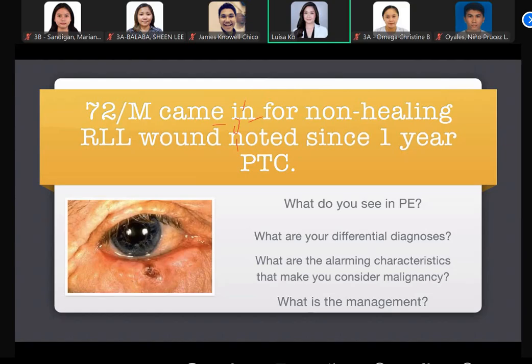Anything else? UV exposure. Fair skin, Doc. Very good. Fair skin, usually of Scandinavian descent because they're lighter.